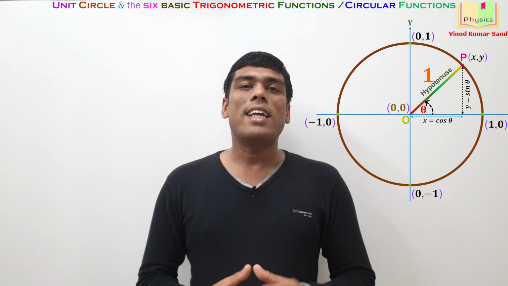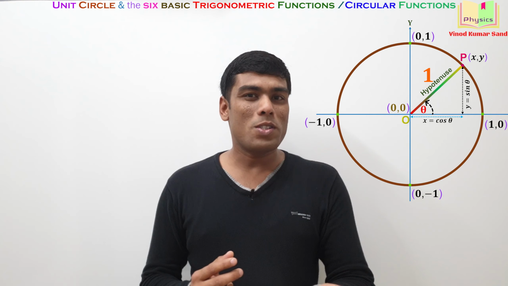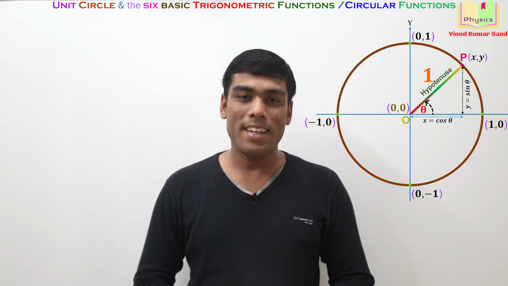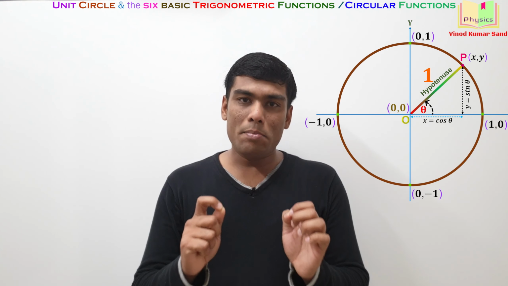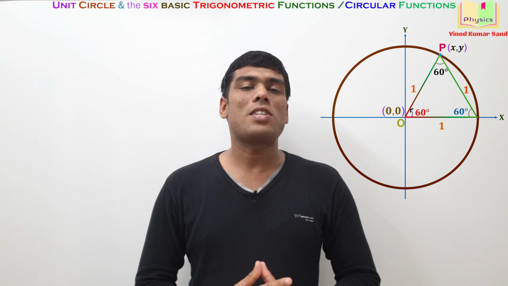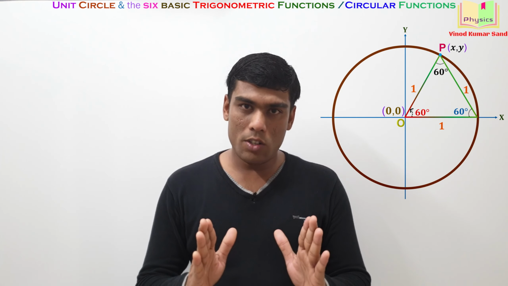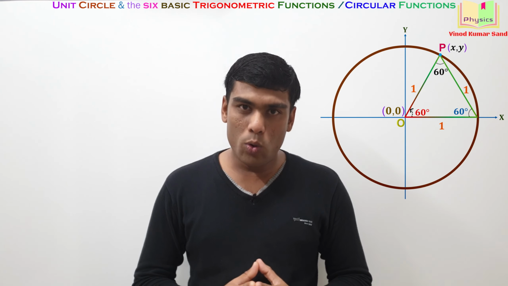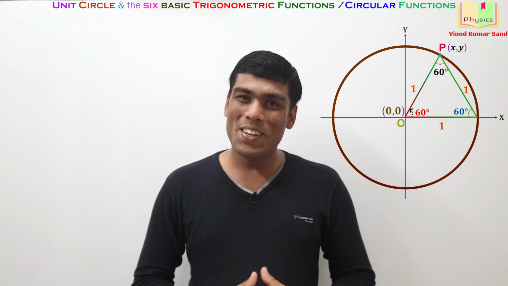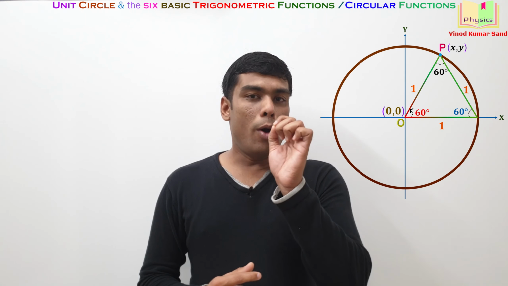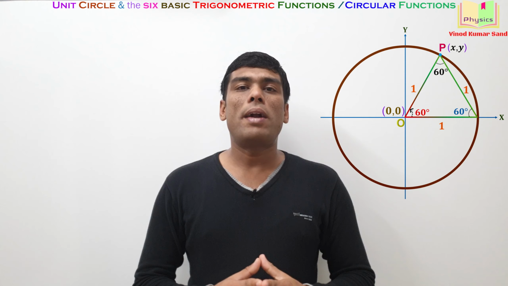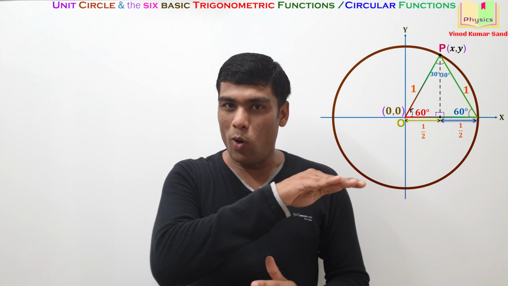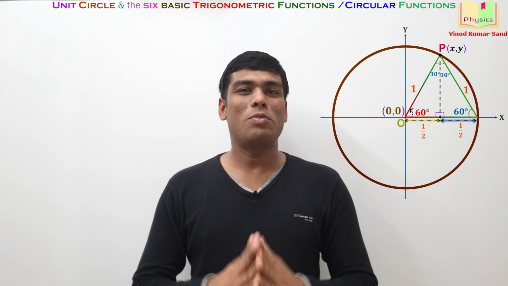Now we will be finding the value of sine 30 degree, cos 30 degree, tan 30 degree, sine 60 degree, cos 60 degree and tan 60 degree. For that we are inscribing an equilateral triangle inside the unit circle as shown. Each side of this equilateral triangle has the length equal to 1 and each interior angle is equal to 60 degree. From point P, I am dropping a perpendicular on the x-axis. Then it will bisect the horizontal side of the triangle. Do you agree with that?